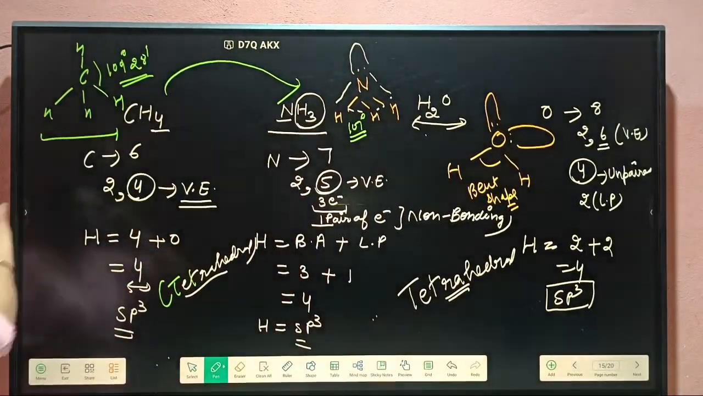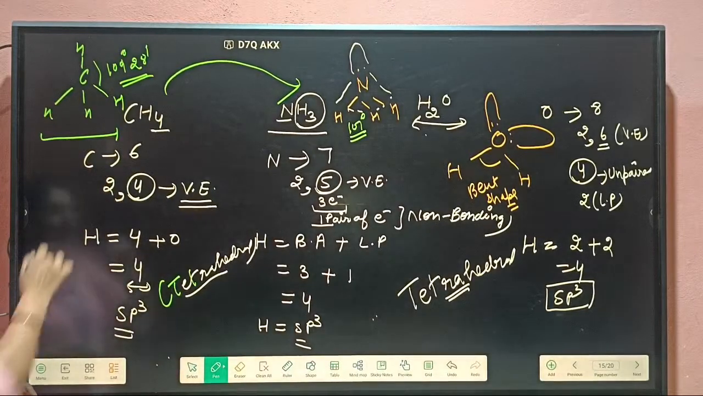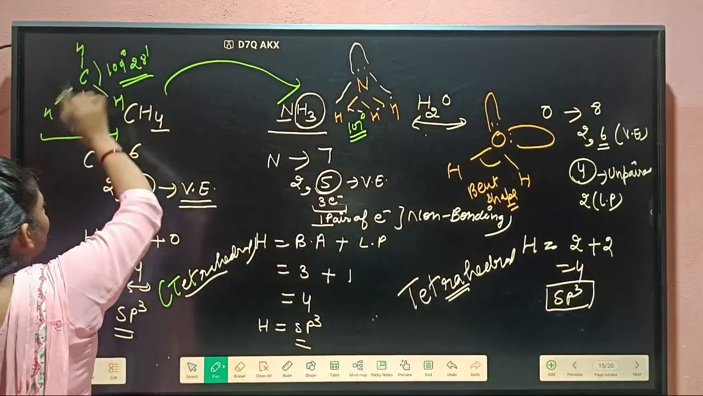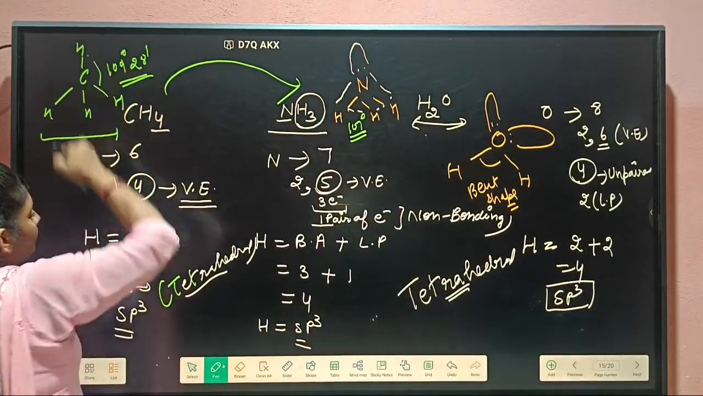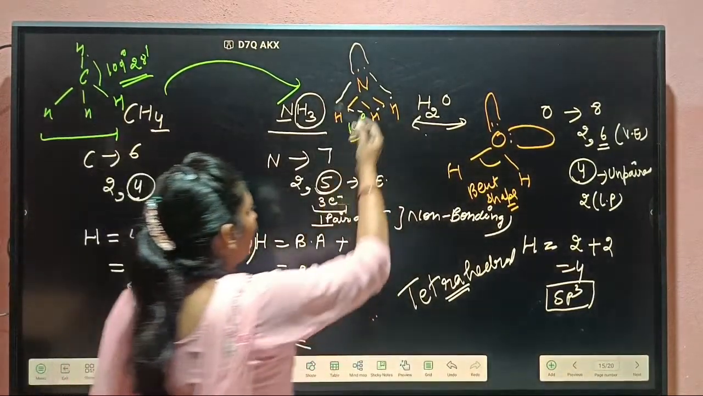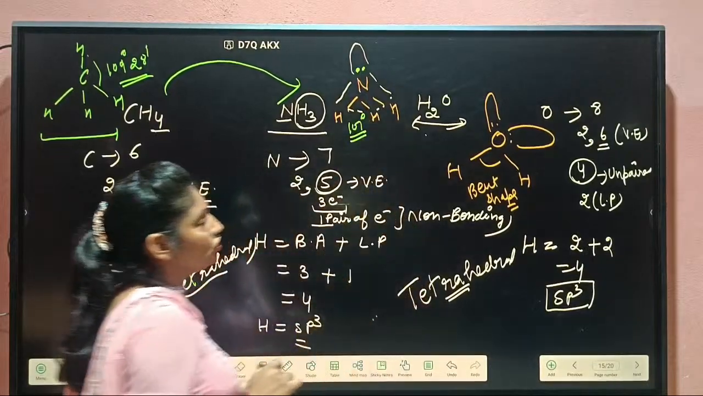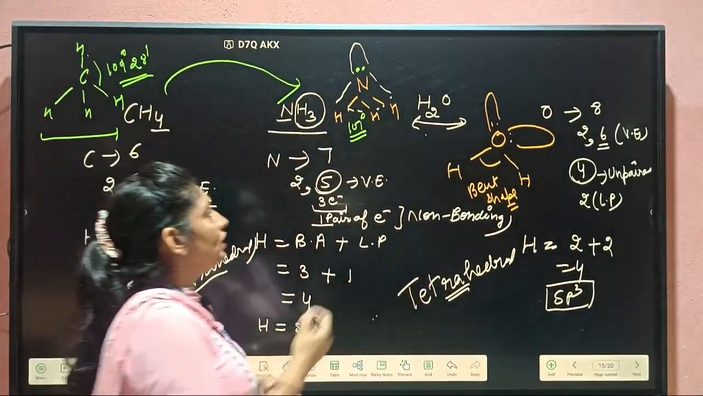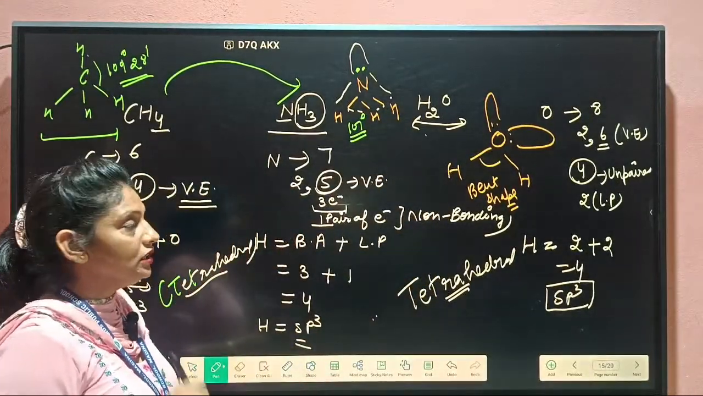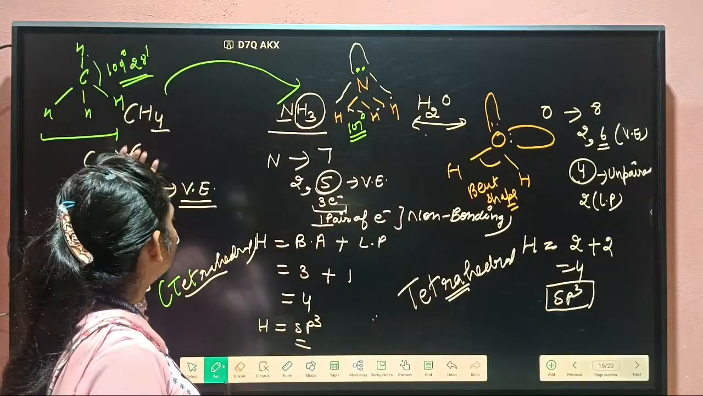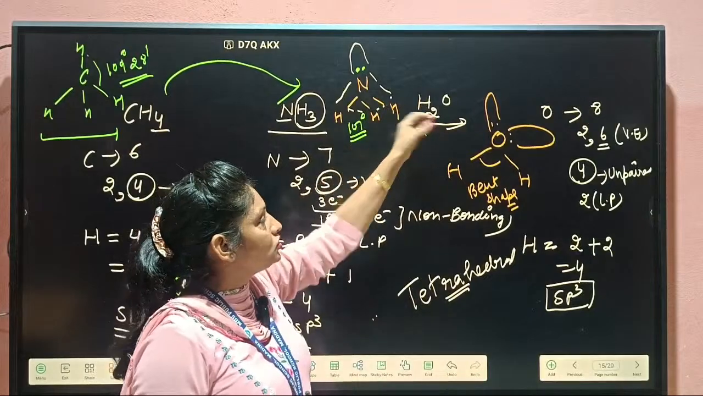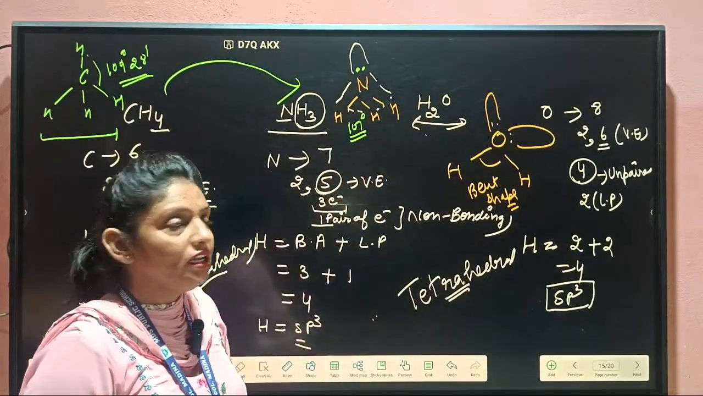Because in case of CH4, only bond pair repulsion is here, no lone pair, and this repulsion is minimum. But students, in ammonia, due to the presence of one lone pair, lone pair-bond pair repulsion takes place, and this repulsion is greater as compared to bond pair repulsion. Because repulsion increases, the bond angle decreases.